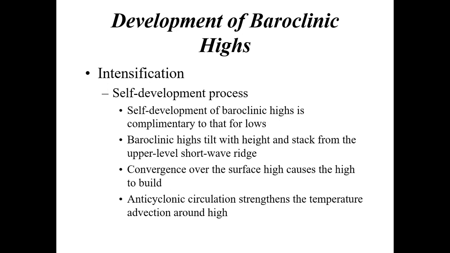And you're going to have upper level convergence over the surface high, which is causing the high pressure to build or get stronger, because if you have upper level convergence, the air sinks, and as air sinks, it adds more weight or more force per unit area to the surface, and that's going to cause the barometric pressure to rise. Anticyclonic circulation, that's that clockwise flow of wind, strengthens once that happens, and that anticyclonic circulation will strengthen the temperature advection around the high.